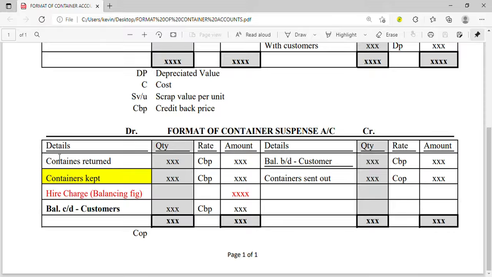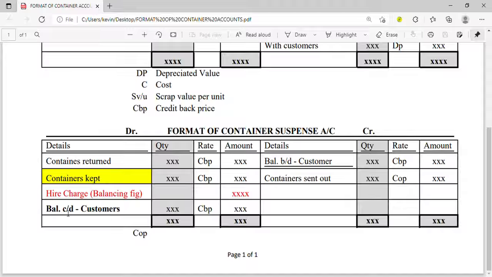Then the debit side, in case of containers returned. In case of containers returned, it reduces the number of containers in the hands of the customers. So quantity times credit back price, we get the amount. Then in case of containers kept by the customers, it also reduces the number of containers expected from the customers. So quantity times the credit back price to get the amount.